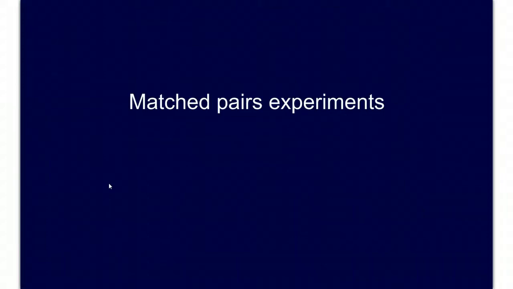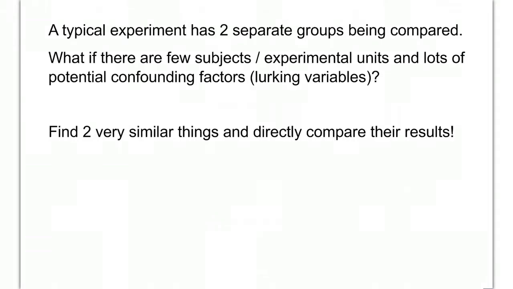One interesting way, especially in small sample sizes, but really in all types of experiments, that you can make sure that the two treatment groups are roughly equal is to use a method called matched pairs. A typical experiment has two separate groups being compared. We have Group A, Group B. And each of these two groups might be different in only one way, the type of treatment they're receiving, but otherwise they're essentially identical.